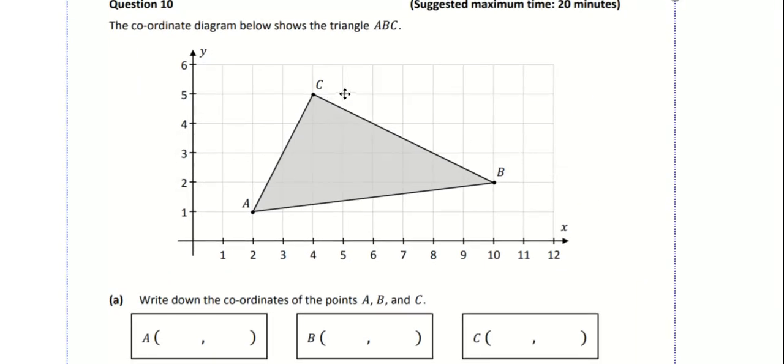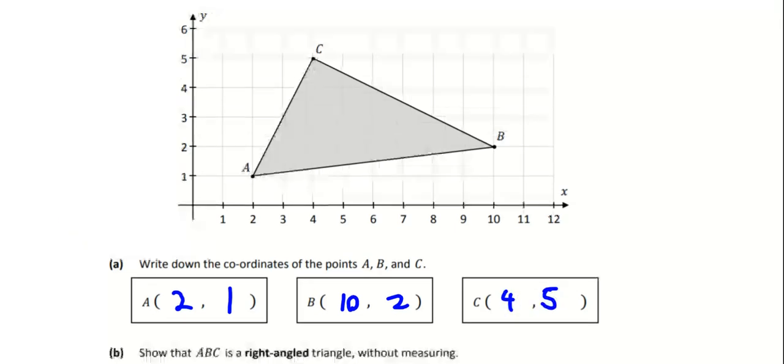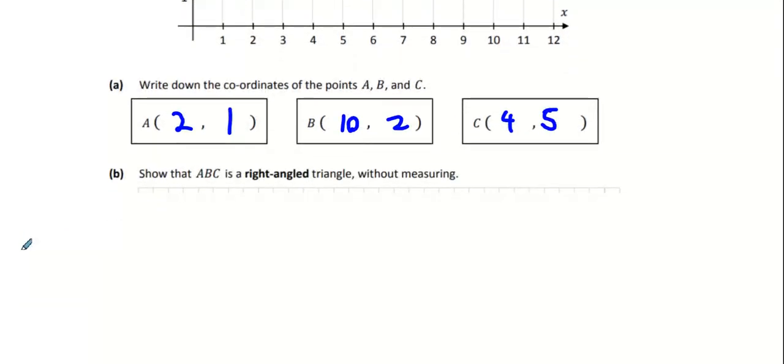Okay, let's find out where A, B, and C are. Well, A is the point 2, 1: 2 up, 1 across. B is the point 10 across, 2 up. C is 4 across, 5 up. Show that ABC is a right angle triangle without measuring.